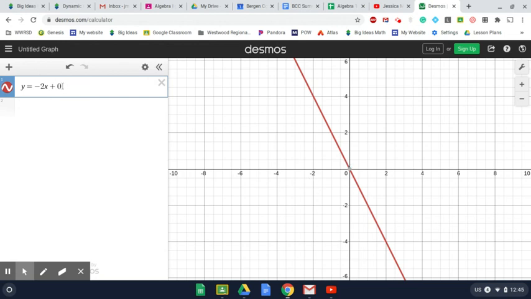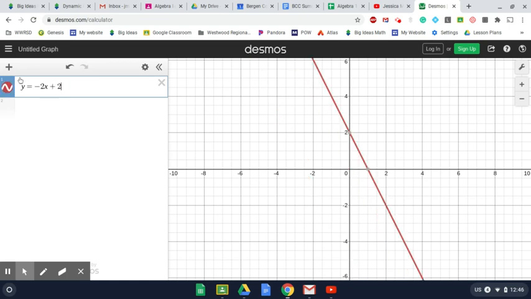Let's see what happens if I make it negative. What if I made it -5? Now look at where the y-intercept is. It's down here at -5. So the y-intercept is just going to shift this line up or down. Okay, I'm going to put it back to where it was, plus 2. Let's look at the line.